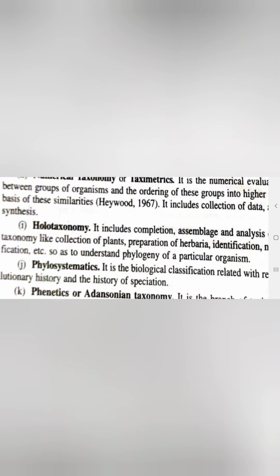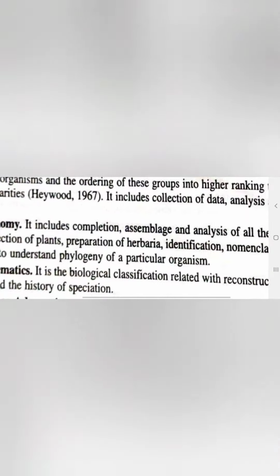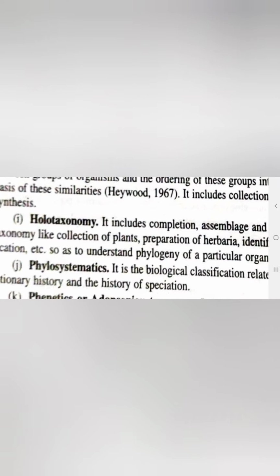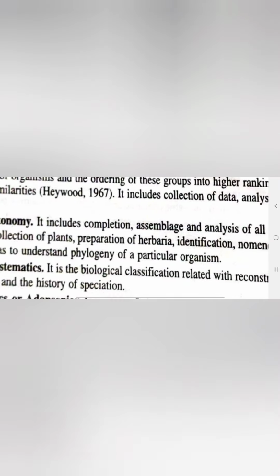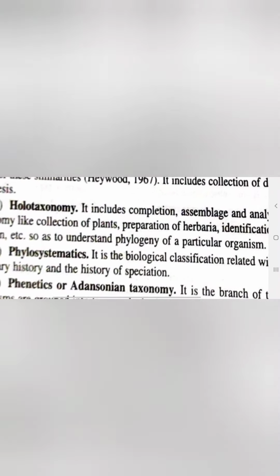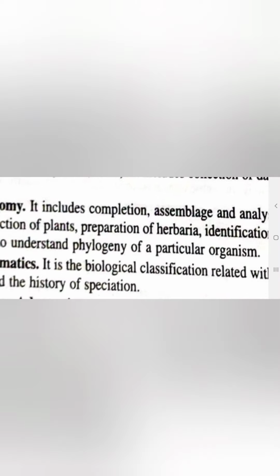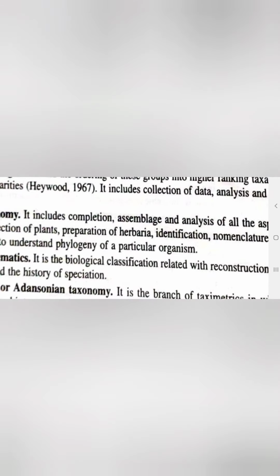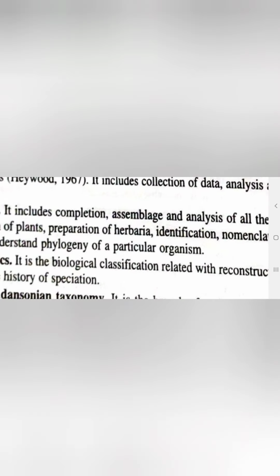Next is holotaxonomy. It includes completion, assembly and analysis of all the aspects of taxonomy, like collection of plants, preparation of herbaria, identification, nomenclature, classification, etc., so as to understand the phylogeny of a particular organism. As the name indicates, holotaxonomy means we consider here all the aspects, starting from the field work, that is collection, then to identification, nomenclature and its phylogenetic evolution.